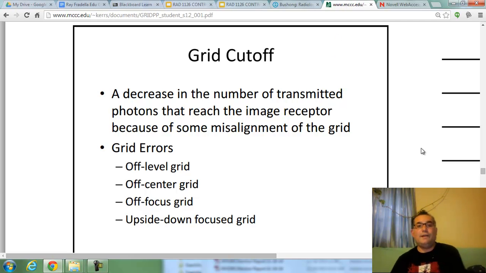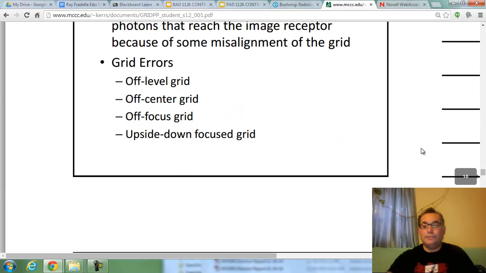This is a PDF that I found. Has some good information on grid cutoff. And as you can see, a decrease in the number of transmitted photons that reach the image receptor is what's going to cause grid cutoff. And as mentioned, some of the errors that we can have would be an off level, or an off center, or an off focus grid, or the grid upside down. So I thought I'd run you through some of these.